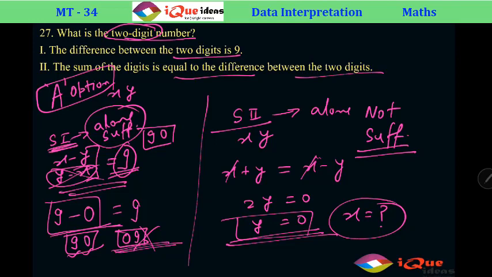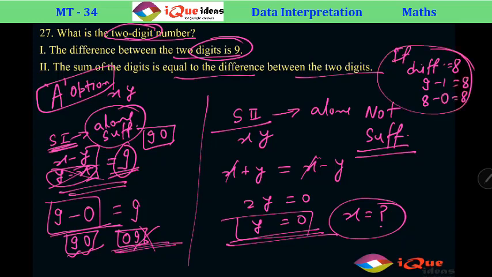This was a very tricky question because this information, the difference between the digits is 9, was alone sufficient to answer the question. See, understand, if the difference was 8, I'm just giving you one example, then there will be two possibilities, 9 minus 1 and 8 minus 0. Both give us 8. Then there can be multiple situations. Here the answer will not be found with only one statement. We'll need more information also.